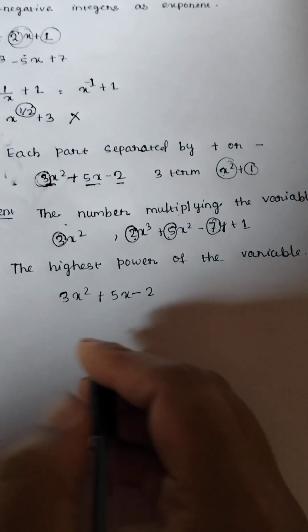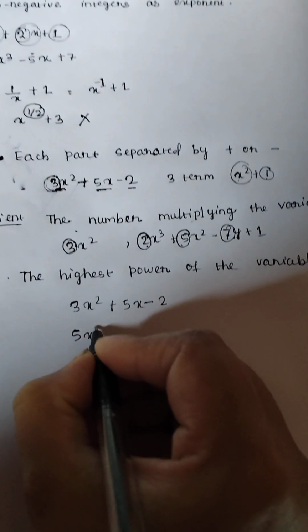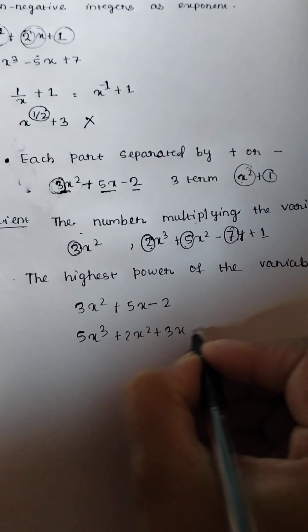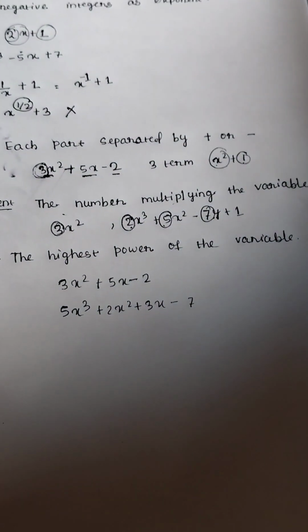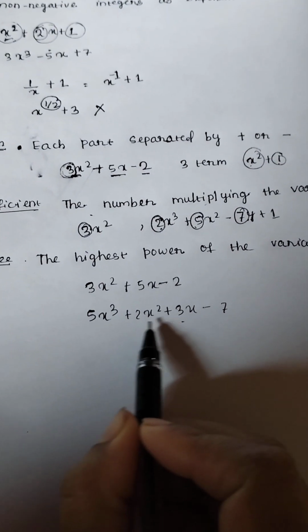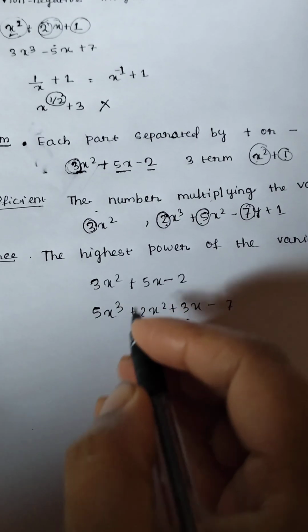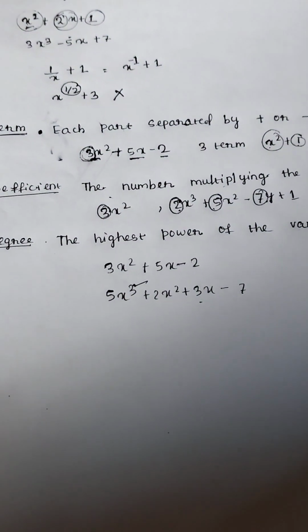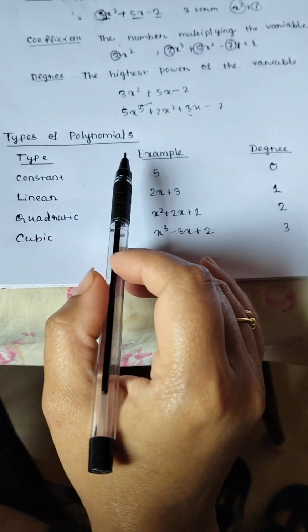For an example, 5x cube plus 2x square plus 3x minus 7. Here in this polynomial, the highest power of x is 3. Hence, the degree of the polynomial is 3. Got it? Okay, now comes to the types of polynomials.